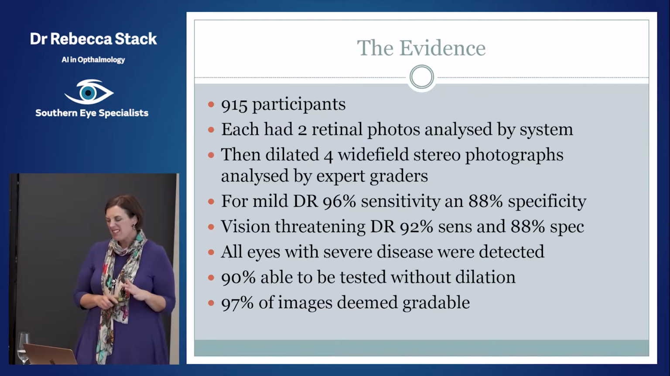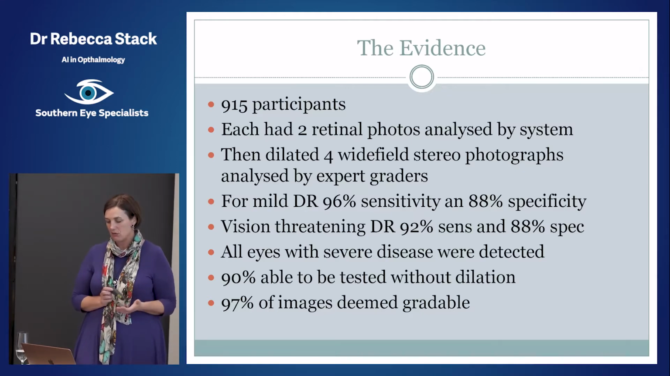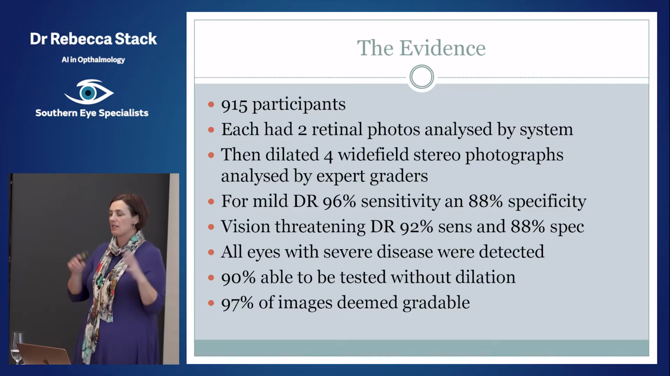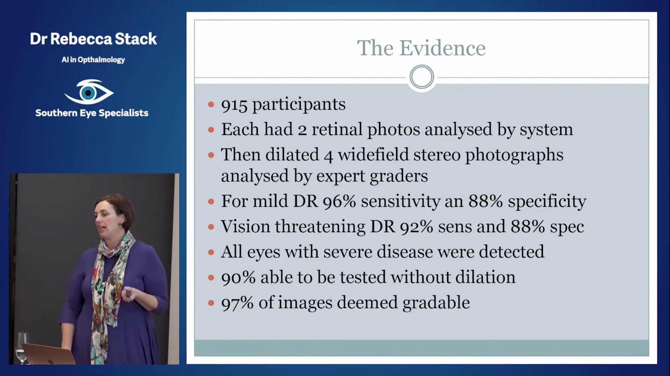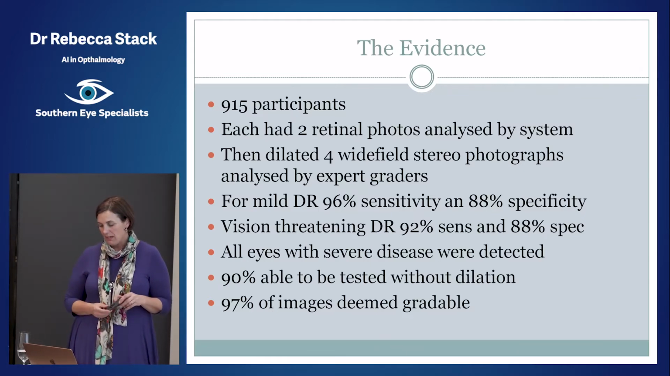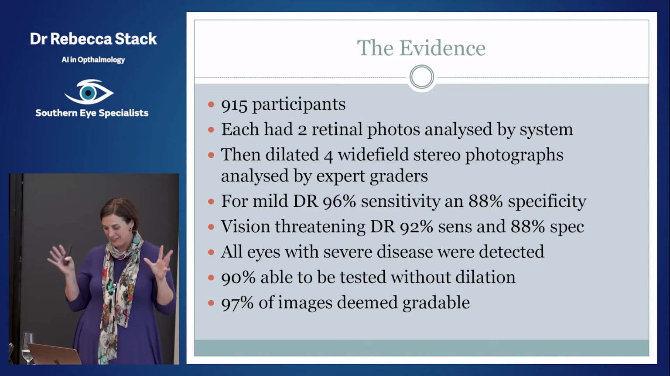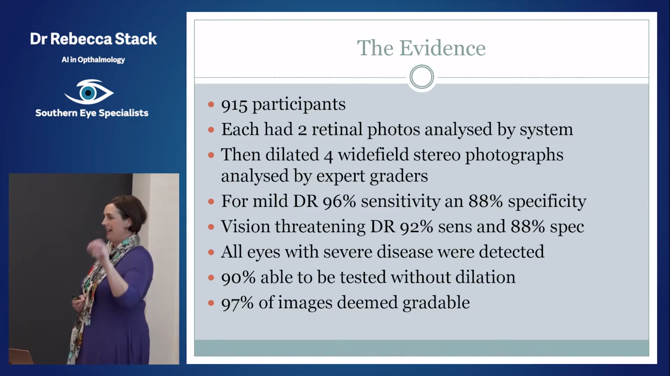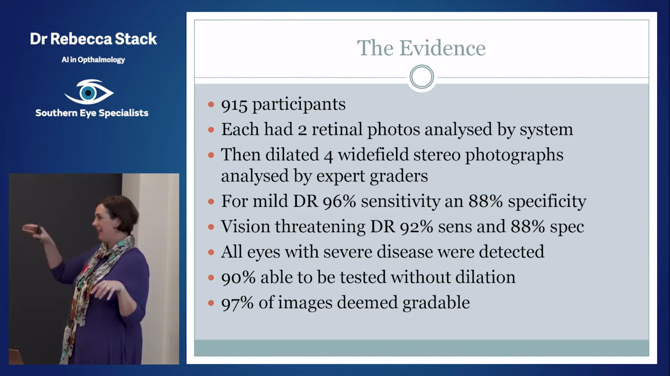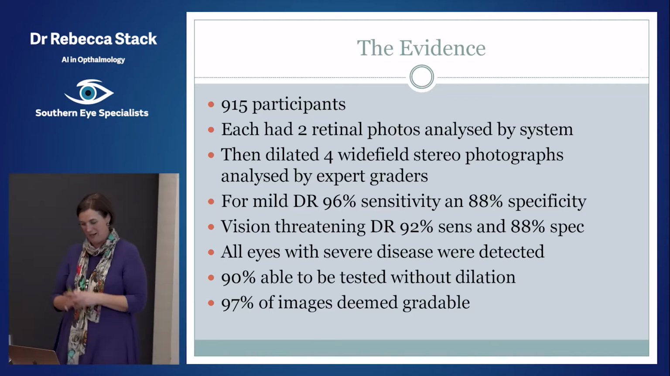There were some reasonably small trials compared to the number of patients with diabetes that are screened, but there were 915 participants in the landmark trial that is being used by bodies like the FDA to approve this. These patients had 2 retinal photos analysed by the system. Then they were dilated and had 4 wide field stereo photographs analysed by expert graders. So you've got the computer getting 2 undilated, pretty poor images, and you've got the expert getting 4 wide field, dilated, stereoscopic photographs.